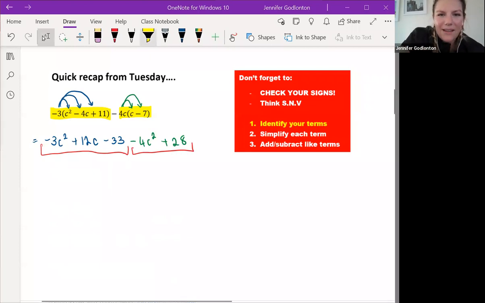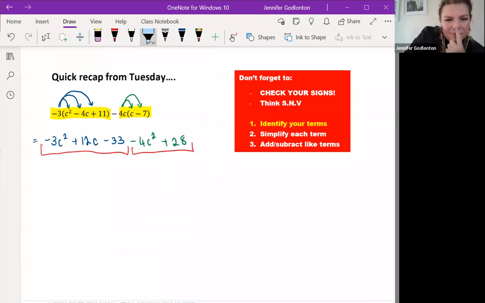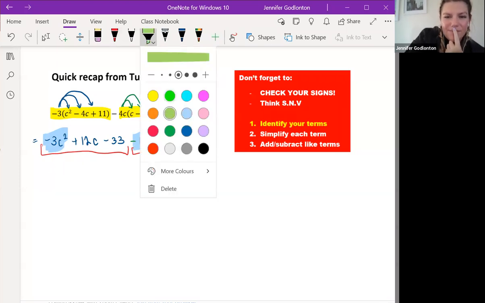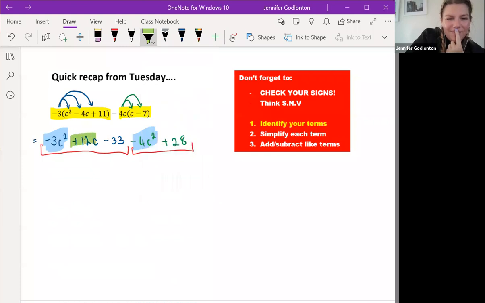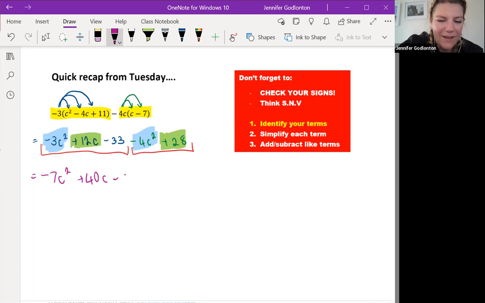And after that, we're going to find our like terms. Good. The first term is negative c to the power of 2 and negative 4c to the power of 2. Good. And then the other like terms is 12c and 28c. Nice. Okay. So what would our final answer be here? Our final answer will be negative 7c to the power of 2 plus 40c minus 33. Good. Okay, so well done, Tiana. That was so well done.